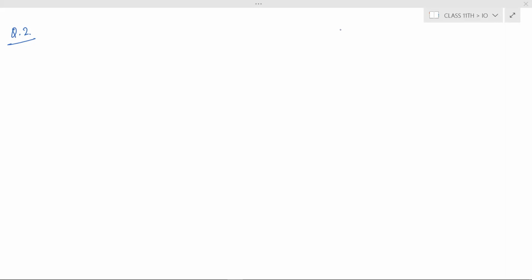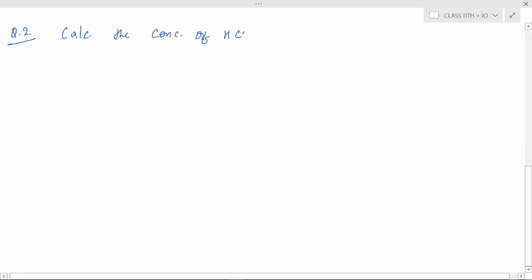So, another question from Ionic Equilibrium. The question here we are having is: calculate the concentration of HCl at which the concentration of ions produced by HCl and water are equal.